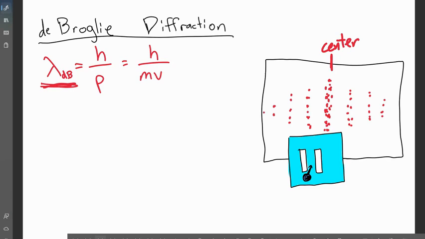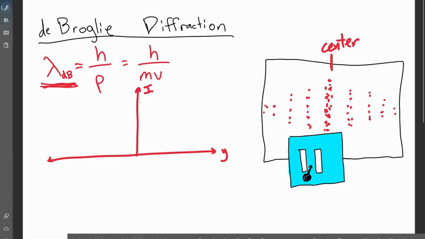And this is what we've seen. We see this diffraction pattern. We get the intensity graph, and I'll call this location y. This intensity graph looks just like it did for single and double slit diffraction, which is just bonkers. It's so weird that we see matter behaving like a wave.